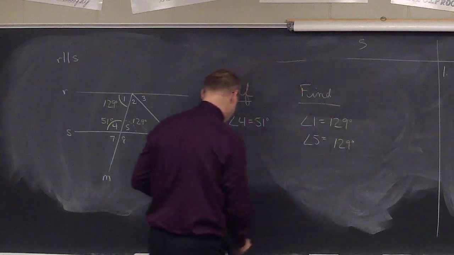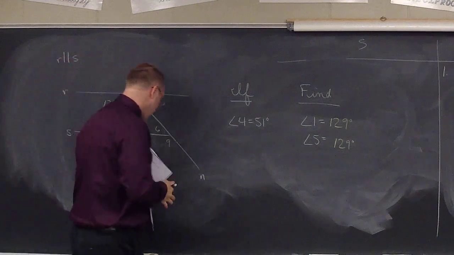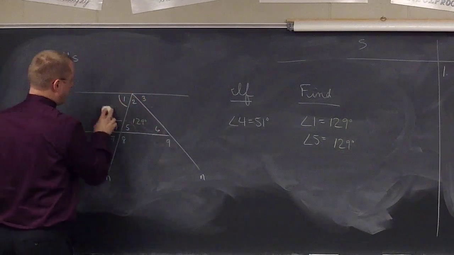So it's not wrong to find 5 first and then 1 by any stretch, but we could do 1 directly that way. How many had 129 for both angles? All right, questions on that? All right, now forget what you just had because it doesn't apply anymore.